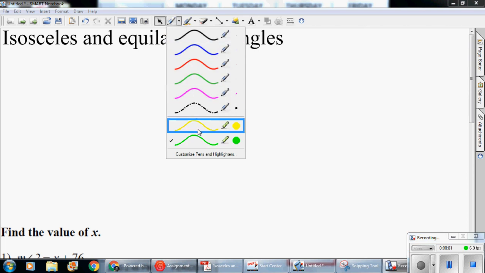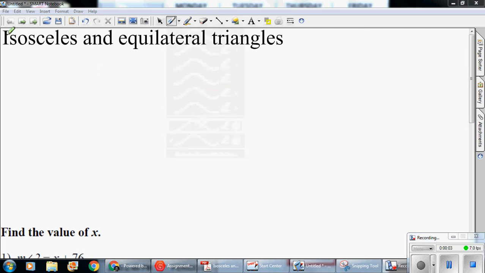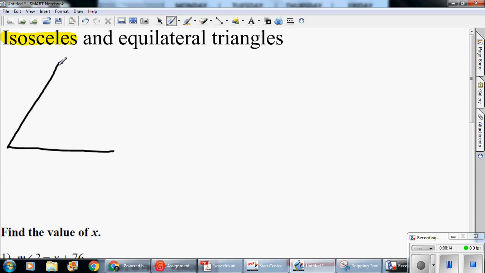This lesson is about special triangles. The first one I'm talking about is called the isosceles triangle. So if you have a triangle, an isosceles triangle has two angles that are congruent, and we show congruency by the tick marks, okay?